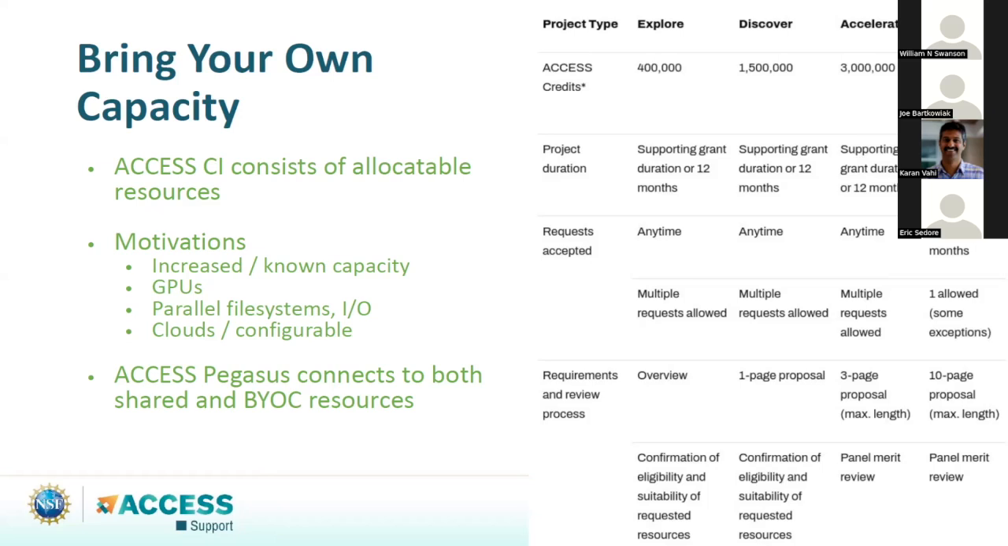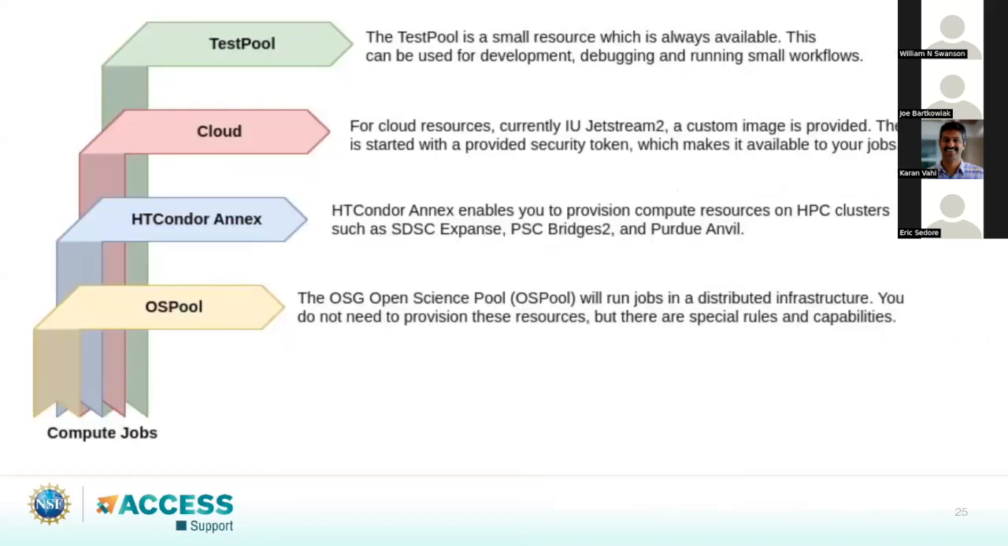Access Pegasus, and I'm going to show you more details about this, but we do support both shared resources and bring your own capacity. So the way we do that is that jobs in our system, and when I say jobs in our system, I mean most of them come from workflows. You could run regular Condor jobs. It's the same thing at this level.